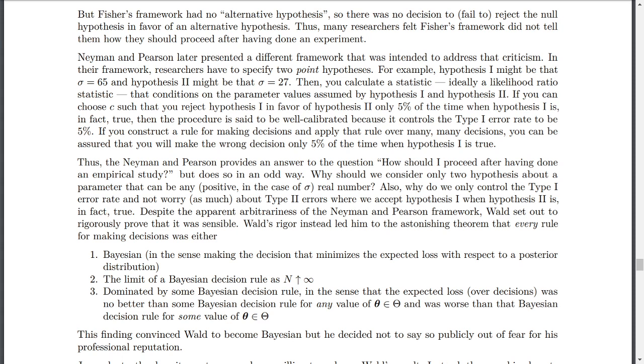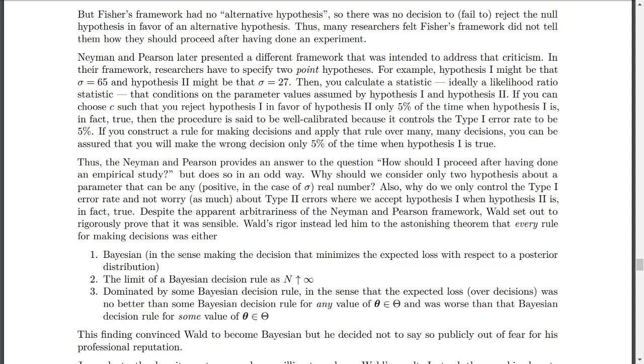And if you can choose a C like we did, such that you reject hypothesis 1 in favor of hypothesis 2 only 5% of the time when hypothesis 1 is actually true, then we say the procedure is well calibrated, or it controls the type 1 error rate. So this is where the type 1, type 2 error vocabulary came from.